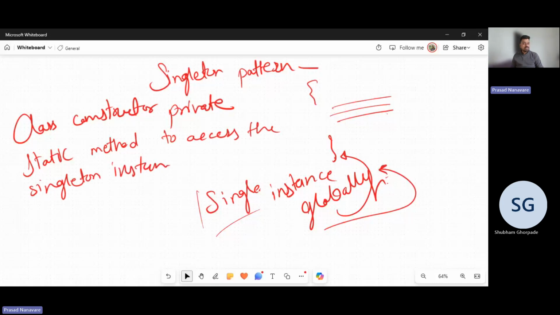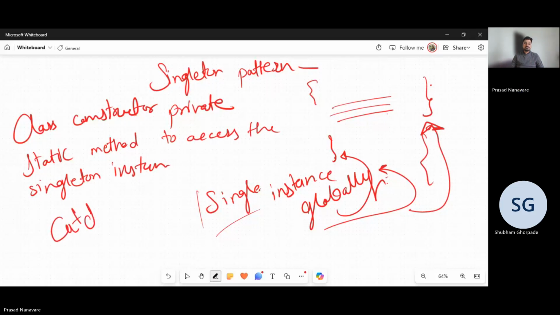I will not complicate it much. The singleton pattern is nothing but needing a single instance of a class. Globally, to call that class or to access that resource, create a single instance. It will cut down the overall overhead of creating multiple instances, and it will give less load to the system basically.